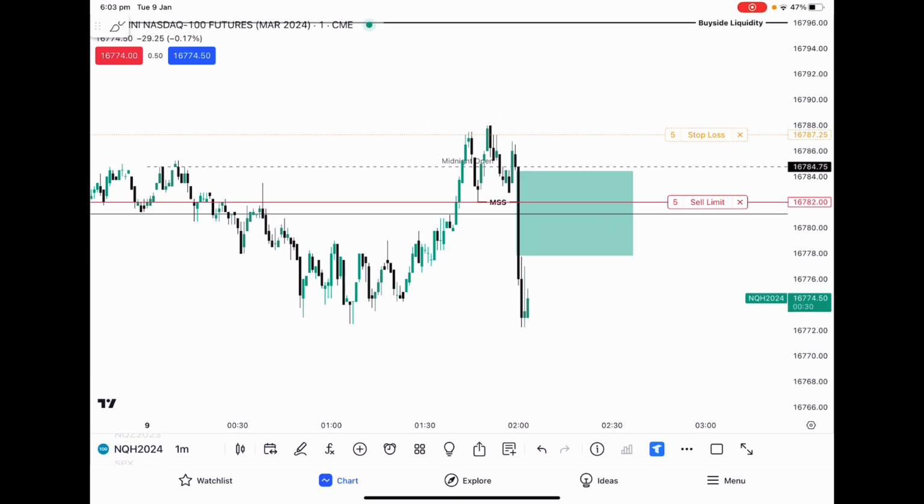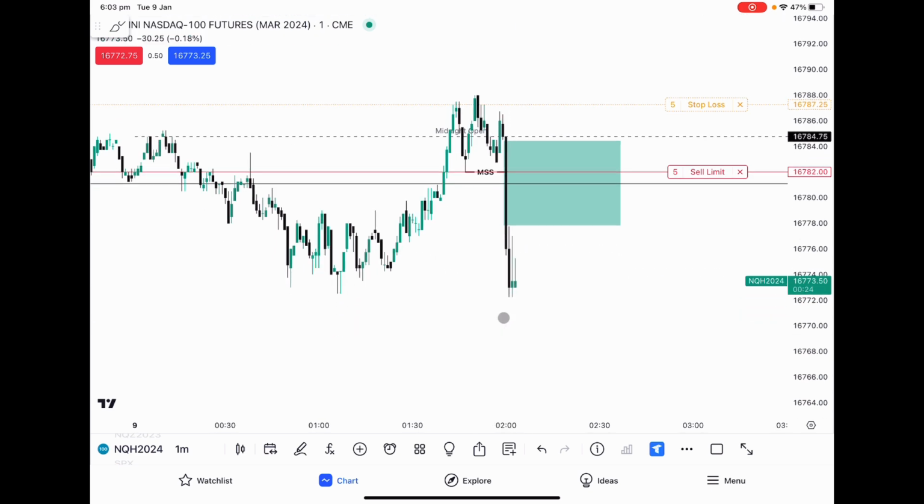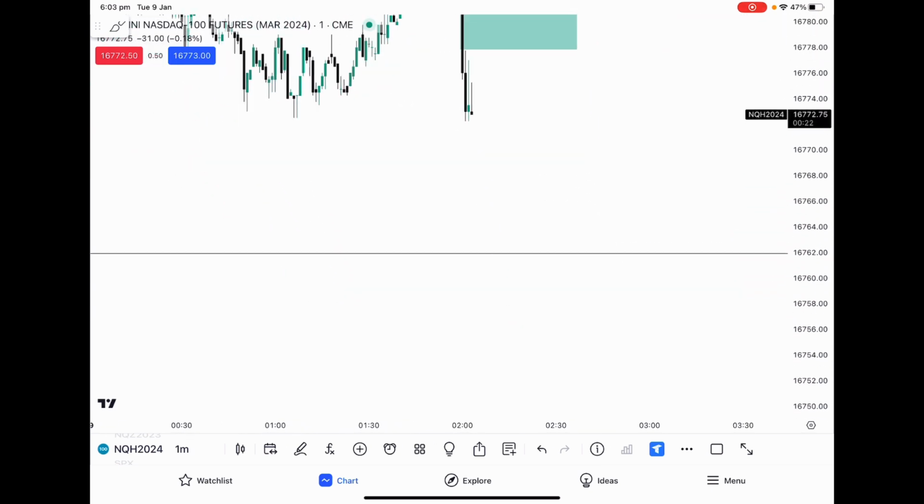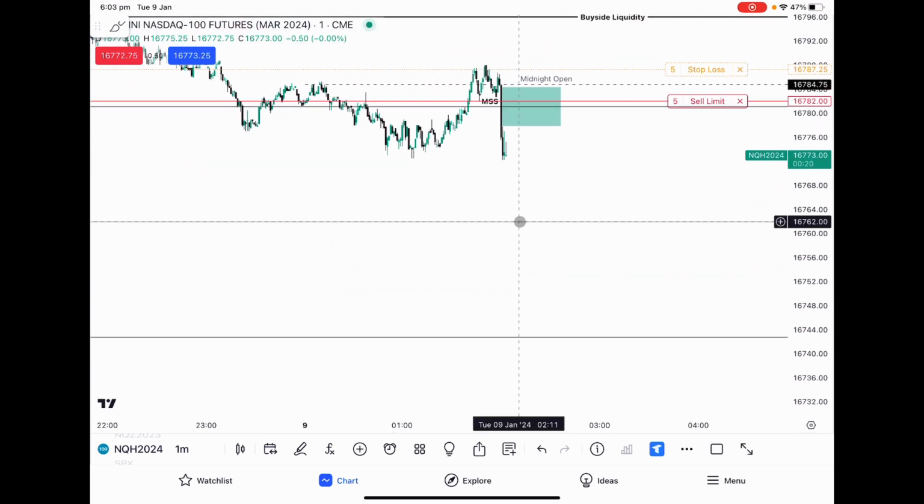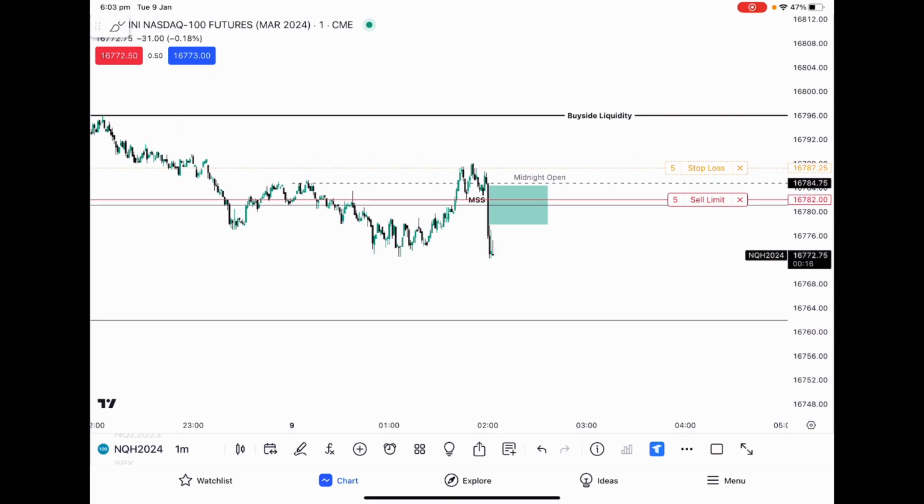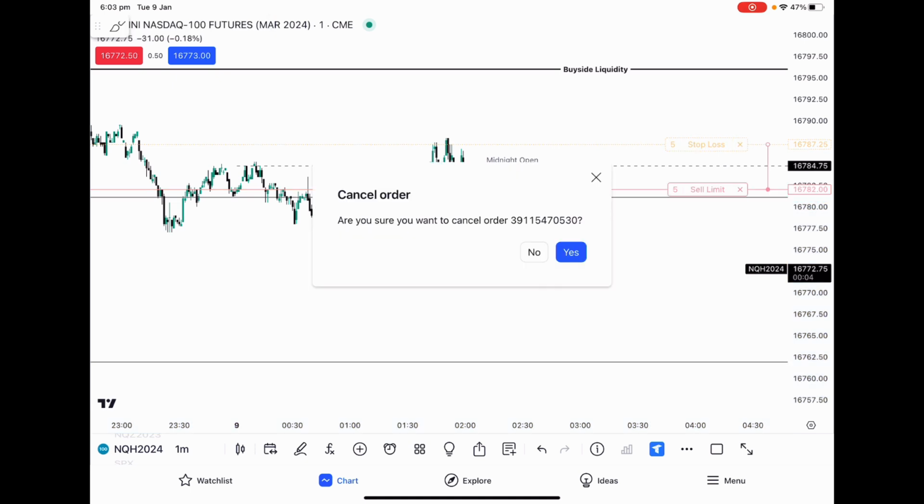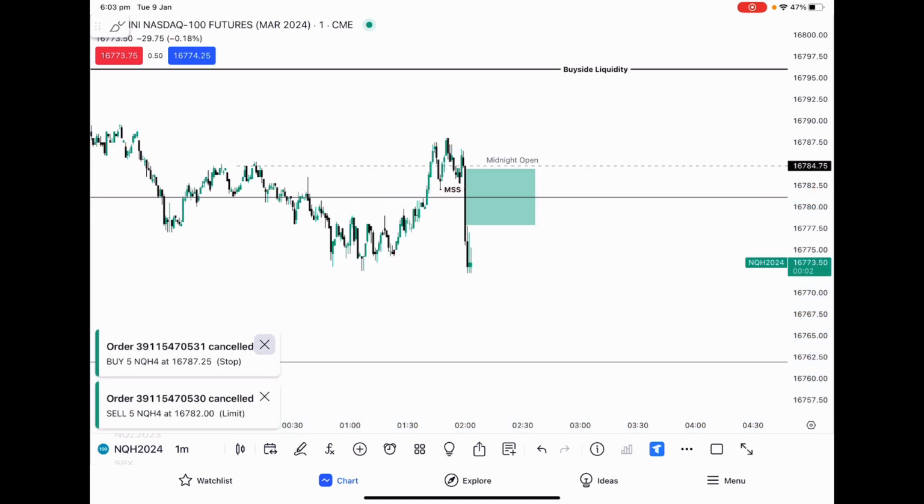And the only thing that could change my idea here is if price starts to show willingness to go up, or if we reach the consequent encroachment before my sell limit gets tagged. If either of those two things happen, then I'll rethink my idea and my bias. So at this point, I'll set my limit order. I'm just going to get rid of that for a second, and I'm going to make sure I set a take profit.